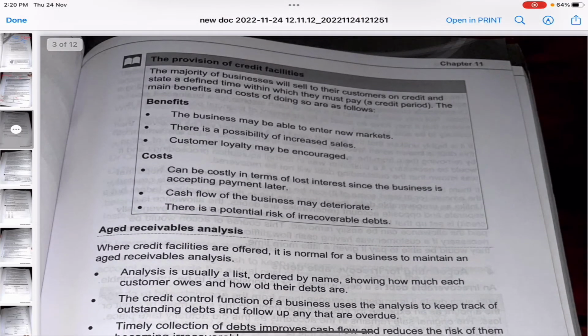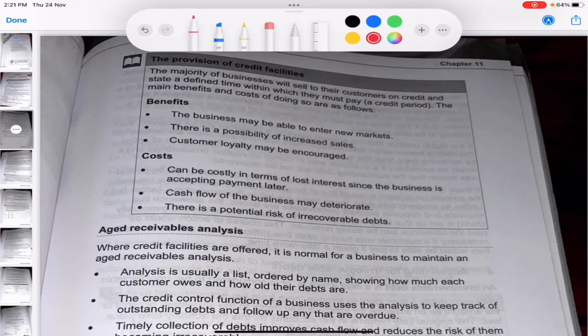Okay, so let's read this. The provision of credit facilities. So, what is the provision of credit facilities? The majority of businesses will sell to their customers on credit and state a defined time within which they must pay. So, what is a credit period? A credit period is when it is assumed that by this time the person has to pay back the credit which was taken.